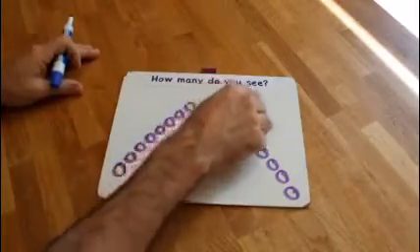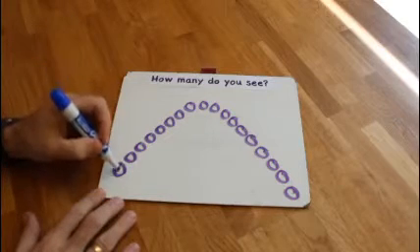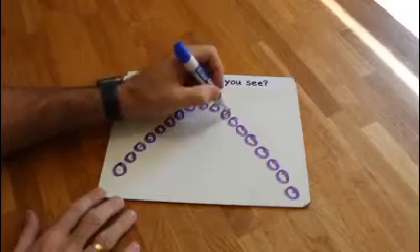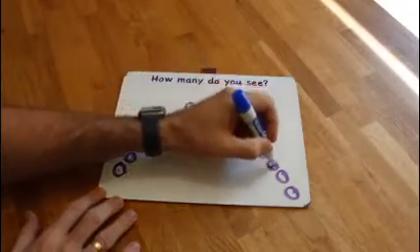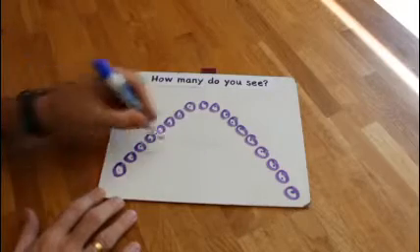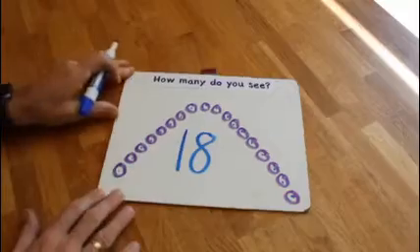How many do you see? Okay, there's like a path we can follow. Here we go, let's count them. 1, 2, 3, 4, 5, 6, 7, 8, 9, 10, 11, 12, 13, 14, 15, 16, 17, 18. How do we write an 18? 1 for the 10, an 8 for the ones, 18.